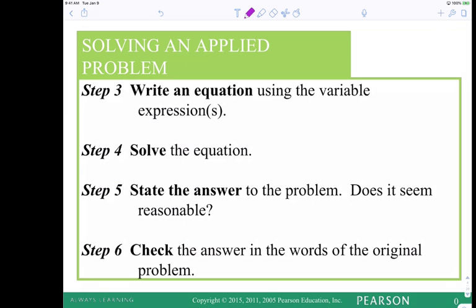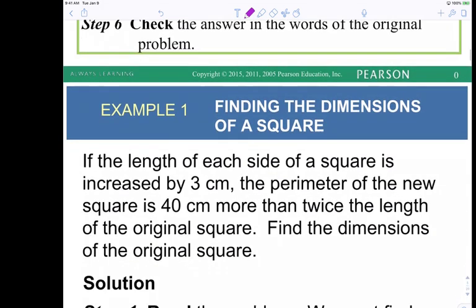Write an equation using the variable in an expression. Solve it. State the answer. Ask yourself, is this answer reasonable? Does it make sense in the context? If we're talking about the speed of a car, did we get thousands of miles per hour? You don't want that. You want a reasonable result. And then check it in the words of the original problem as best you can. Don't want to see the solution just yet.